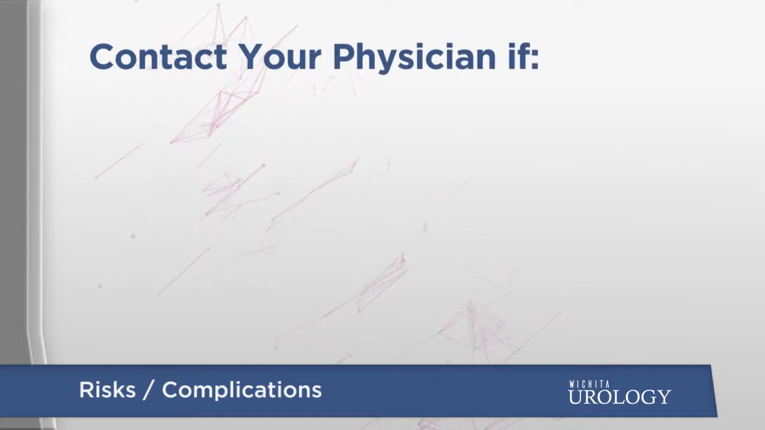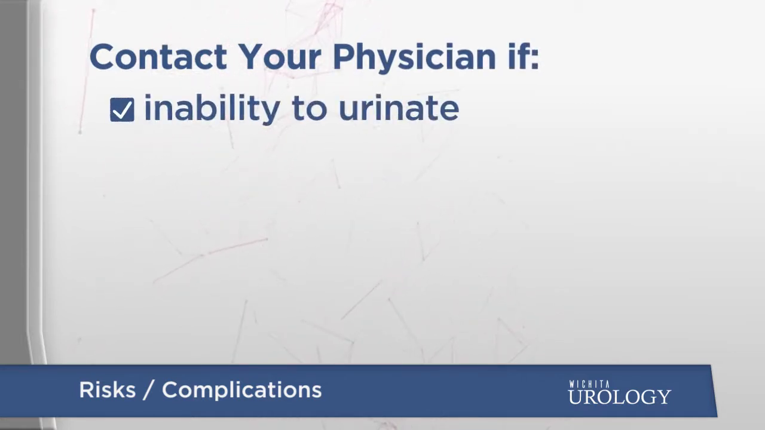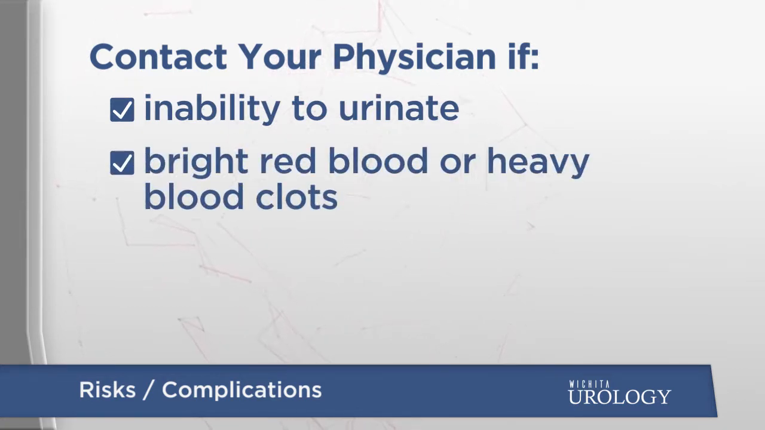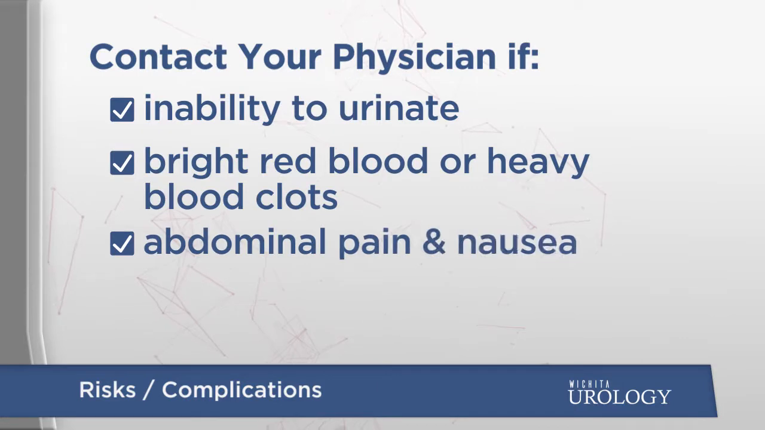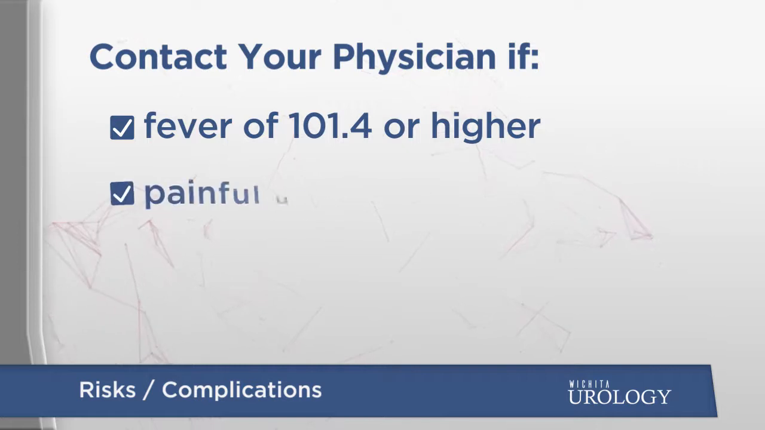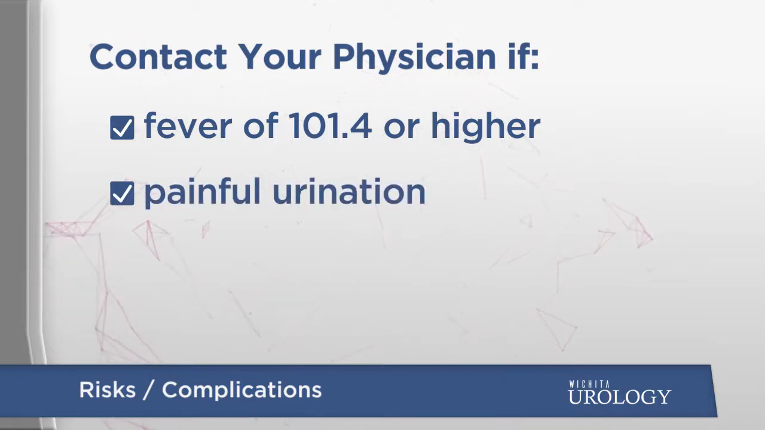Call your physician or go to the nearest emergency room if you experience an inability to urinate after cystoscopy, bright red blood or heavy blood clots in your urine, abdominal pain and nausea, chills, a fever higher than 101.4 degrees Fahrenheit, or pain or burning on urination that lasts for more than 2 days.